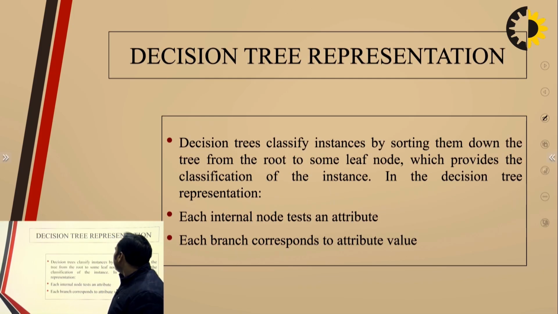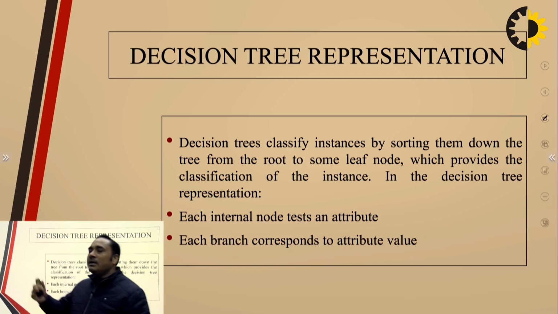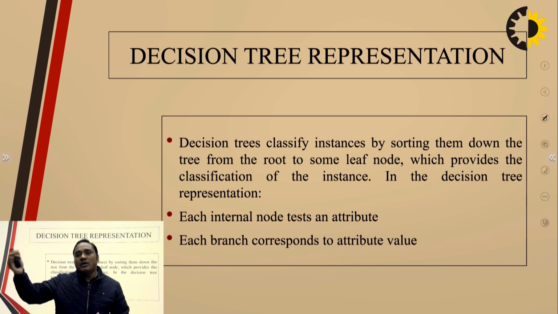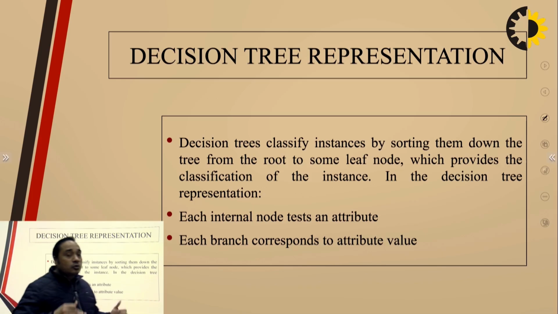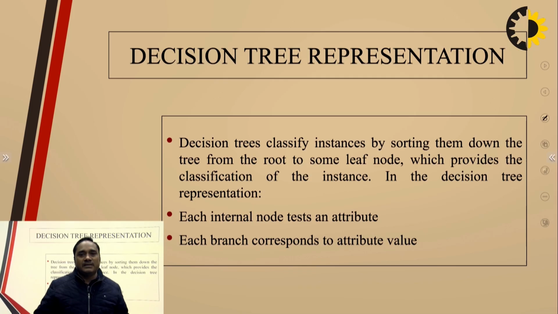Decision tree representation. Decision trees classify instances by sorting them down the tree from the root to the leaf. So we are going to find out the classification. Classification is done by the decision tree, that is, what is the next data, what is the next value on the basis of the previous one. So the tree goes from the root to some leaf node, which provides the classification of the instance in the decision tree representation. So from root to leaf, we are going to classify.